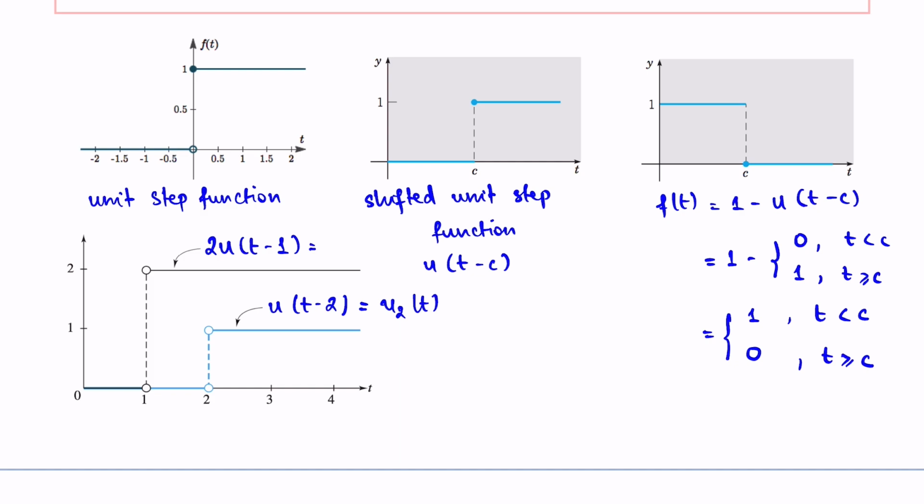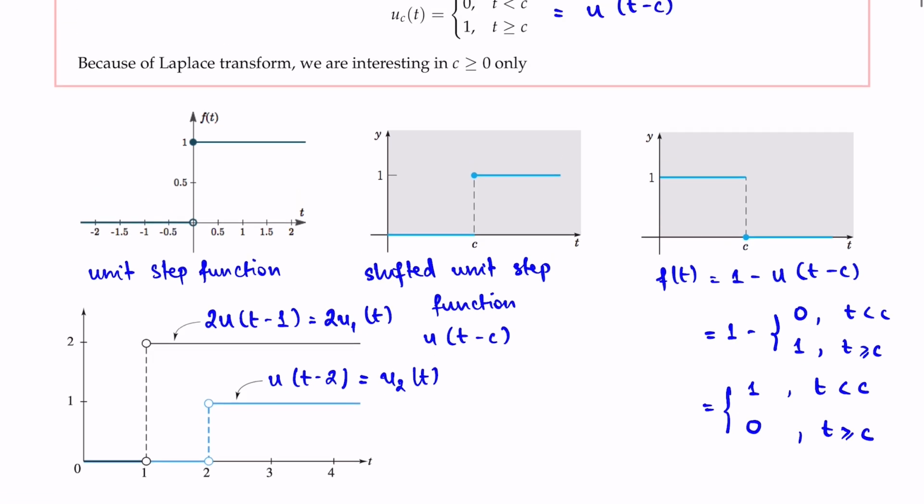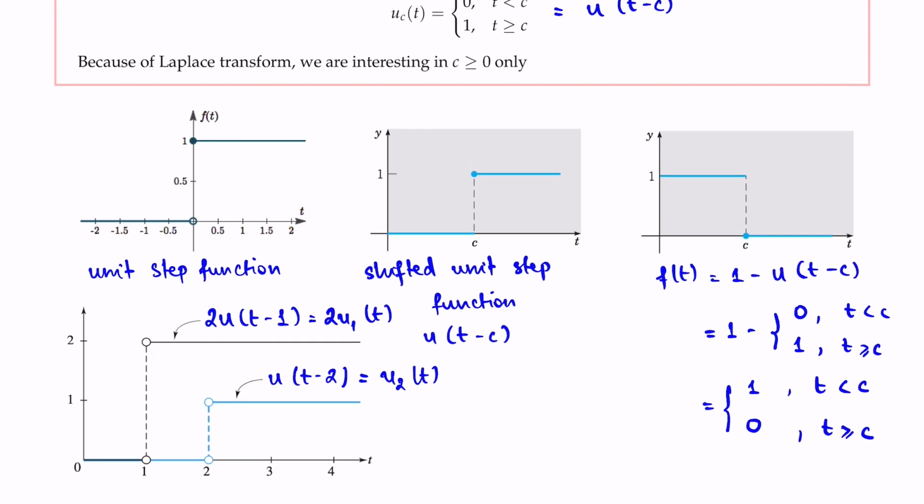Or this is 2 times u sub 1 of t. Something like that. So you have the unit step function, you can translate it, or shift it to the left, shift it to the right. You can manipulate it to whatever you want. Okay, and this is very useful. This type of function can represent the signals that you get in reality.